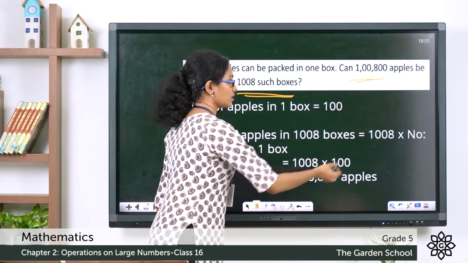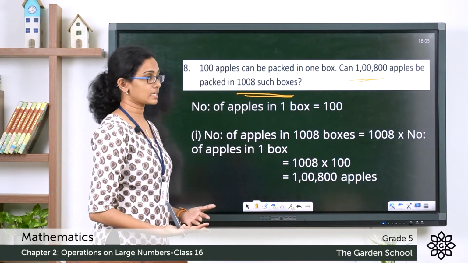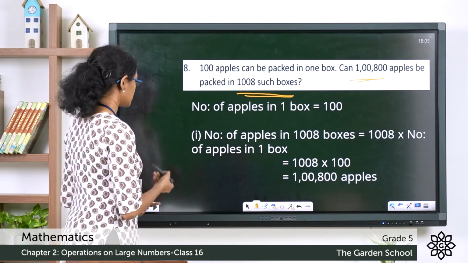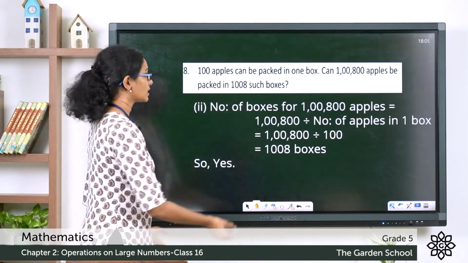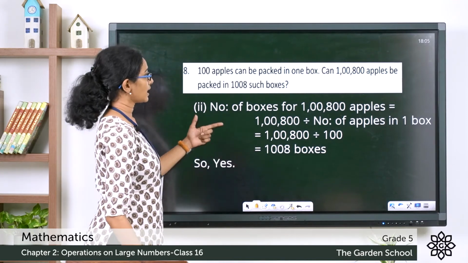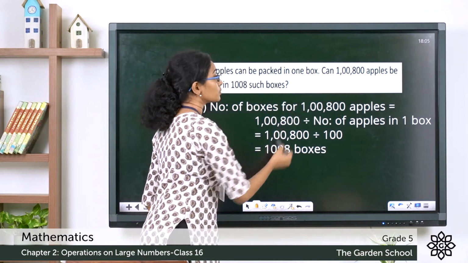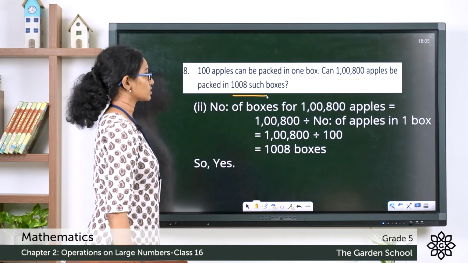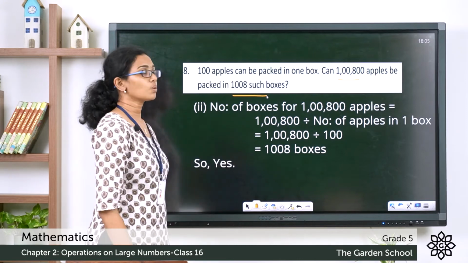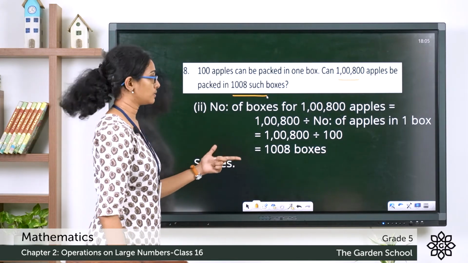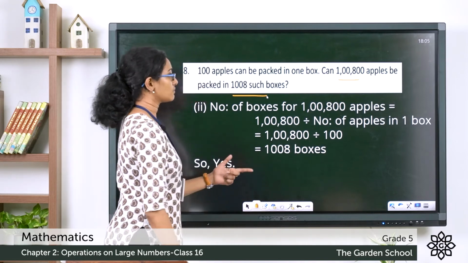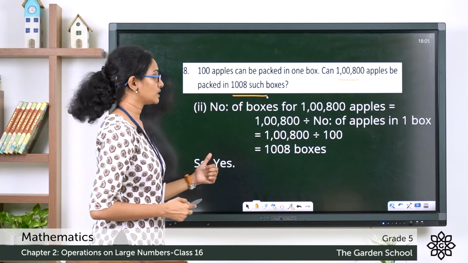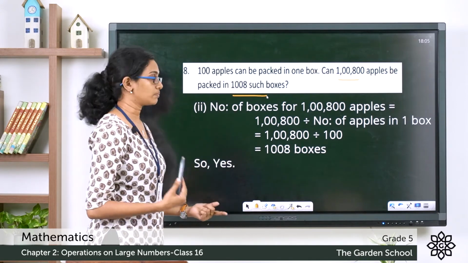Here we have done multiplication to find out whether we can pack these many apples into these many boxes. Now let's do the second method. Here from the question we are asked if these many apples can be packed in these many boxes. So the number of boxes for 1,08,000 apples will be 1,08,000 divided by the number of apples in each box. From the question we know in one box we have 100 apples.